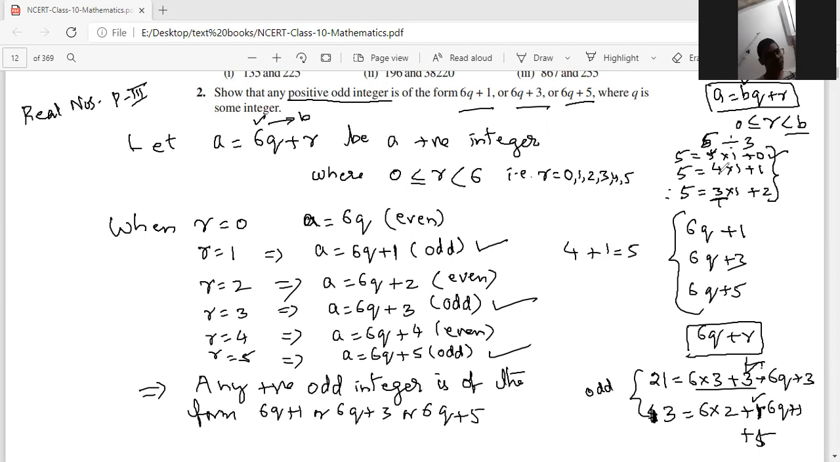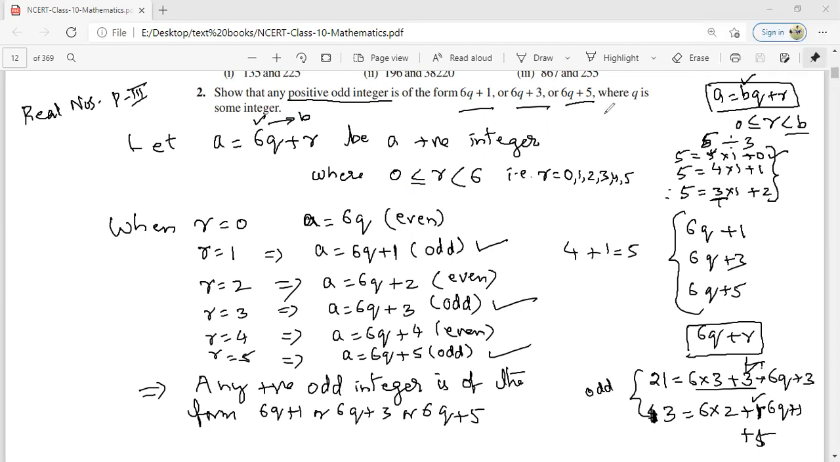In general, in short, you have to start the question by taking a is equal to whatever the form is given. Then you have to check what number is given with q. The value of r will vary from 0 to 5. So you will take the value of r from 0 to 5, just put the value of r one by one, and you will get the answer. That's very simple. Got it?